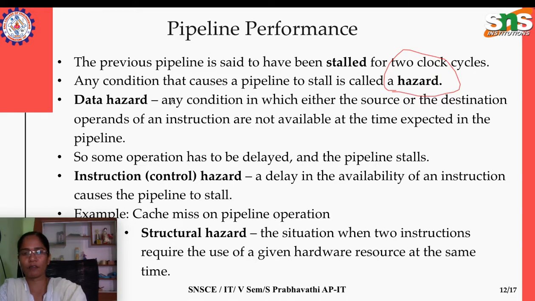Data hazards. There are different categories of hazards, and a data hazard is any condition in which either the source or destination operands of instructions are not available at the right time, because at the execution stage it requires operand values, is it not? If the decode stage is not able to get the operand value at the right time, because the operand value may involve a cache memory fetch, and if there is a miss in the cache memory, it needs to fetch it from the main memory, so it takes more time than expected to complete in one clock cycle, is it not?